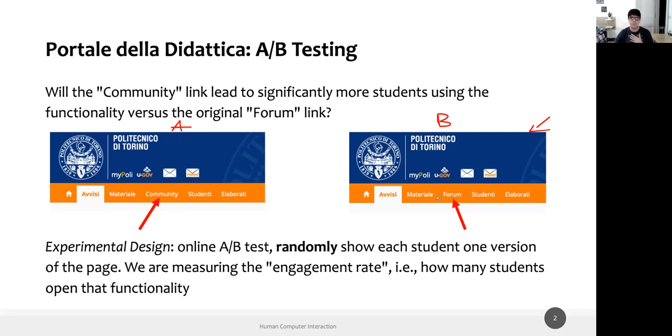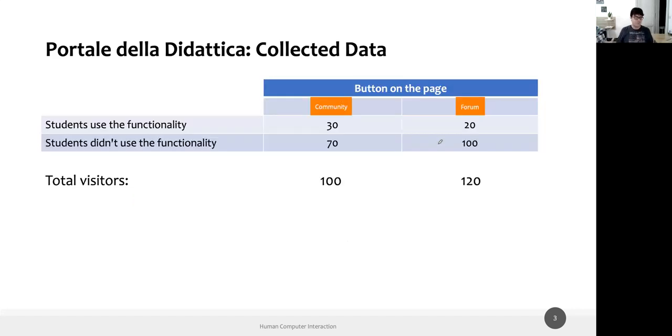So maybe our hope is that by seeing community, they will click more on community than on forum. And then they will click also in other points of the page to do other activities. So we just pick the population of the Polytechnic students. We randomly show either this version or this version of the teaching portal. And we are trying to measure the engagement rate in this case. So how many students open that functionality, click on community or click on forum, independently of what happens after clicking on that page. Maybe there is no difference, maybe there is a totally different system. We don't know. We just want to understand something very specific, very small, the engagement rate. How many students use that function, click on that button. So we did the experiment.